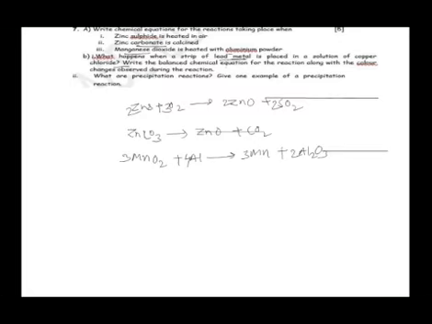Write the balanced chemical equation. So for the same, you can write lead, that is Pb, and copper chloride, that is CuCl2, and when they react it will form lead chloride plus copper.